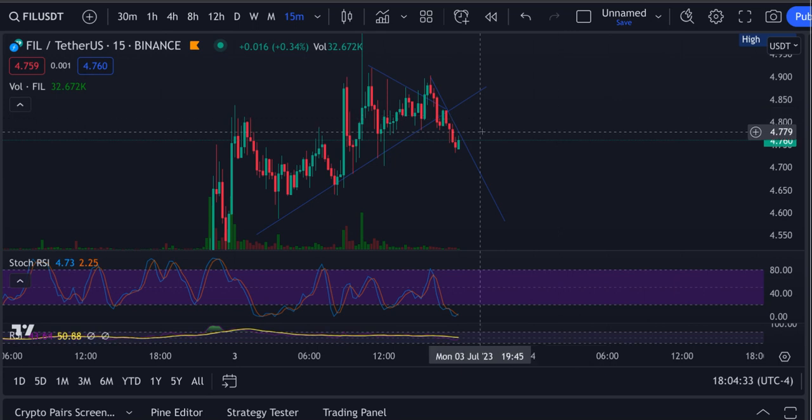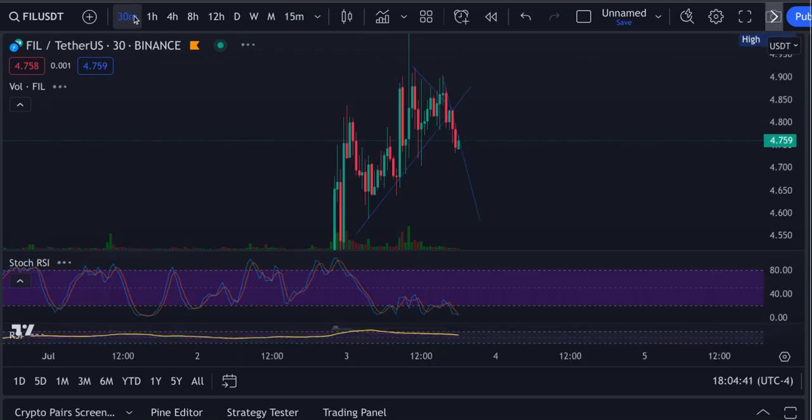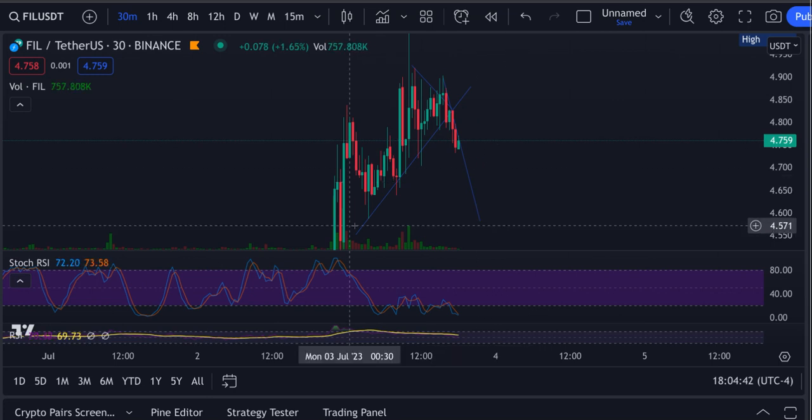So on a 15-minute here, it looks like this thing might have a little pop and then a correction over the 30. Let's see where 30's at. The 30's at the bottom also, but it's been down there for a while, showing weakness here.